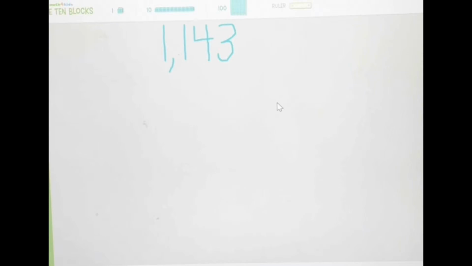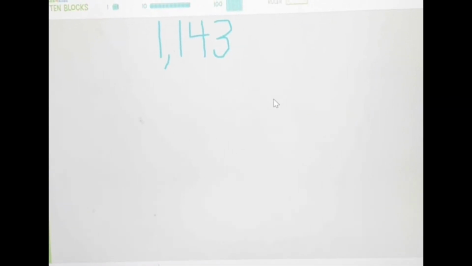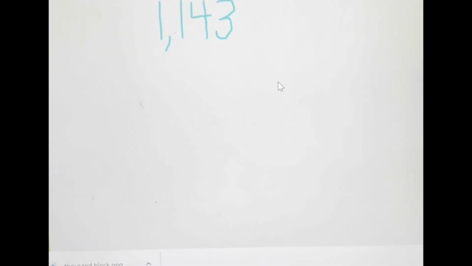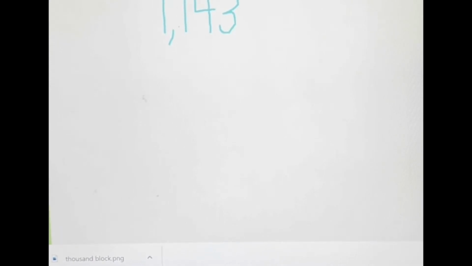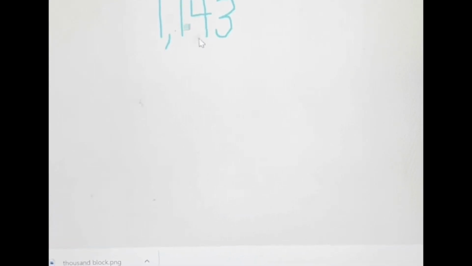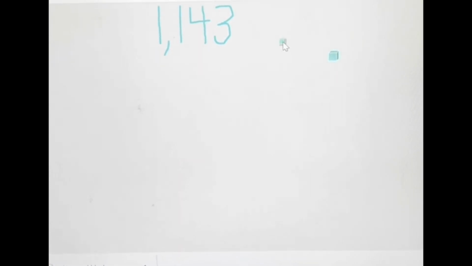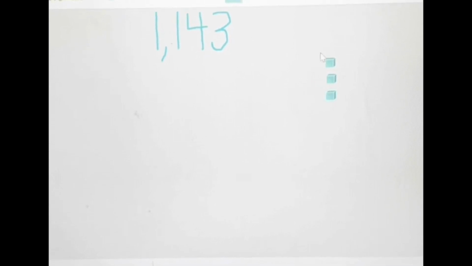All right, so now I'm going to show you all a visual representation of the number 1,143. So we identified that the number in the ones place is a 3, so I'm going to take out 3 ones blocks. 1, 2, 3. So we have 3 ones.